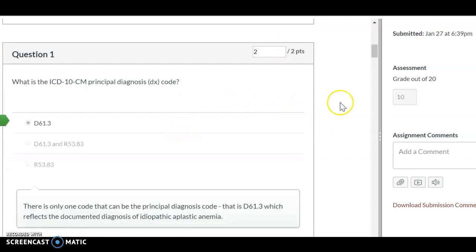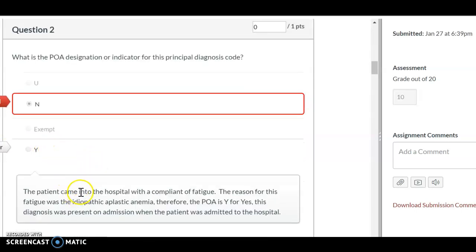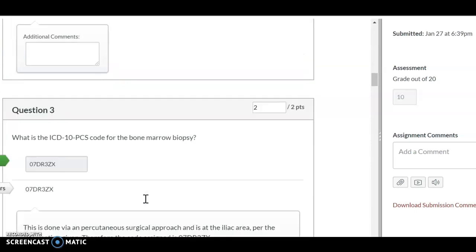You did great on question number one. Question number two, what is the POA designation? This should be yes, because the patient did come to the hospital with fatigue, and the reason they had the fatigue was because of the aplastic anemia. So it was present on admission.